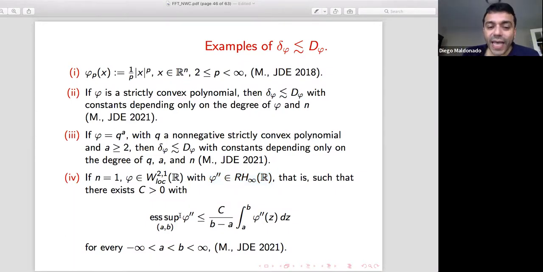And then if this happens, suppose you take an arbitrary interval AB, and suppose that the supremum of the second derivative is controlled by the average. So clearly the average is controlled by the supremum. But if you have the reverse inequality, we call that RH, reverse Hölder inequality infinity, then the property is true.